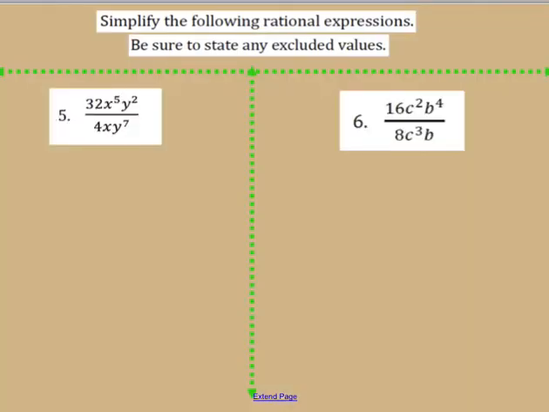Oops, or we could just skip 5 and 6. That's cool too. So what I like to start off first with is just simply reducing the fraction. So here I have 32 divided by 4. So 32 divided by 4, well, that's going to give me 8.